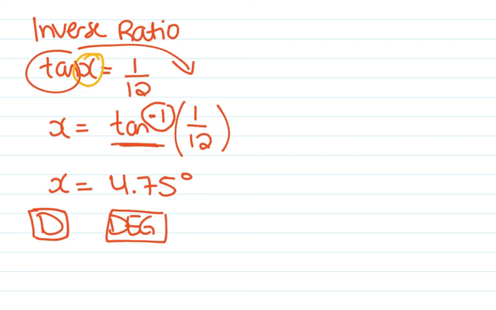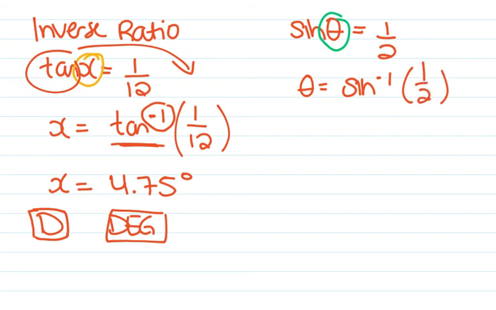Okay, the next one beside it says sine theta equals 1 over 2. Theta is just another word for a missing angle. It's like x. It just means we don't know this angle. It's actually a Greek letter that represents a missing angle. So now we would say theta equals sine inverse of 1/2. Again, on your calculator, you'll probably need to hit shift and then sine, bracket 1 divided by 2 bracket, equals, and you should get 30, and that's 30 degrees.